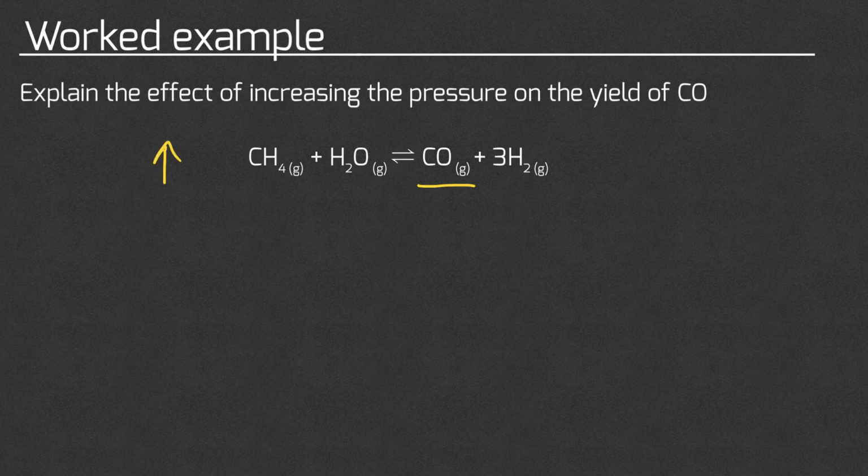We're increasing the pressure. There are 2 molecules of gas on the left-hand side, 1 molecule of methane, 1 molecule of water, and there are 4 on the right-hand side, 1 molecule of carbon monoxide and 3 molecules of hydrogen. This means that the left-hand side is going to have the lowest pressure because it's got 2 molecules of gas, and the right-hand side is going to have high pressure because it's got 4 molecules of gas.